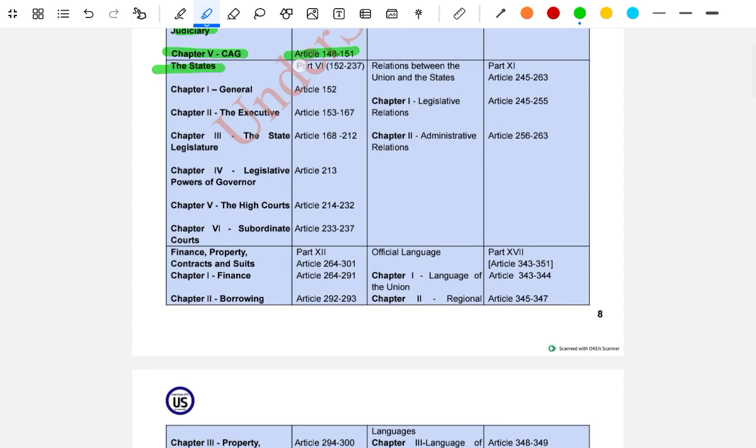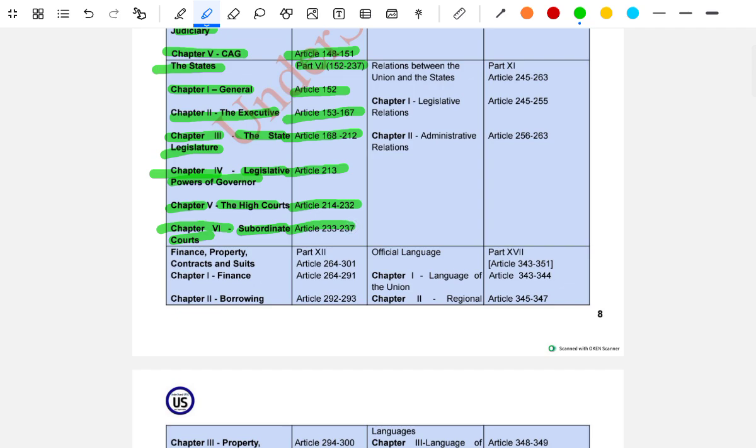The State, Part 6, Article 152 to 237. Chapter 1, General, Article 152. Chapter 2, the Executive, Article 153 to 167. Chapter 3, the State Legislature, Article 168 to 212. Chapter 4, the Legislative Power of the Governor, Article 213. Chapter 5, the High Courts, Article 214 to 232. Chapter 6, the Subordinate Courts, Article 233 to 237.